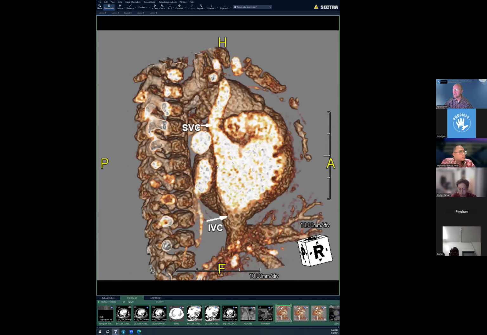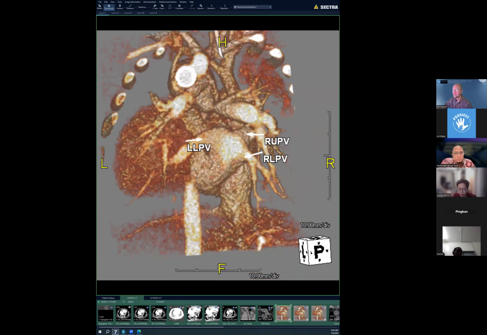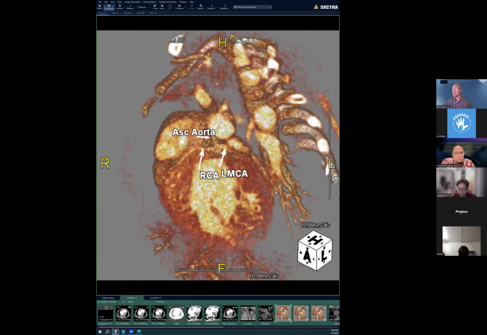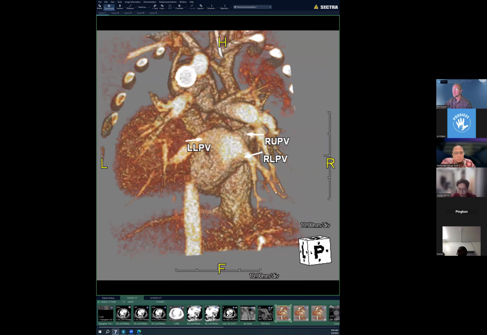You can see, trying to find a better 3D, the pulmonary artery bands. You can see both pulmonary artery bands in this view. This is the right pulmonary artery. This is the left pulmonary artery band that restricts the flow.